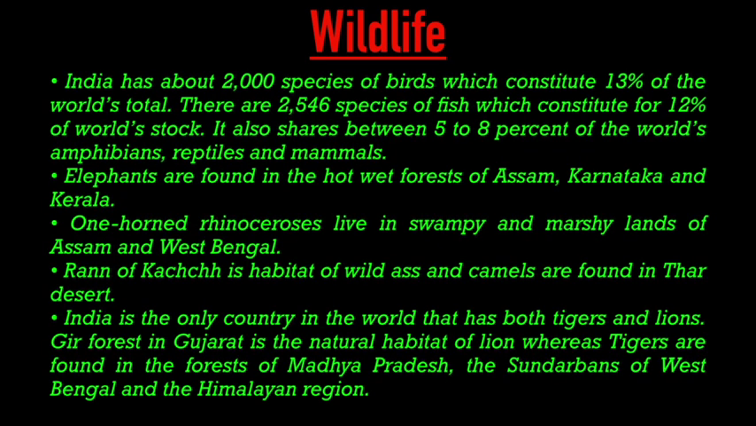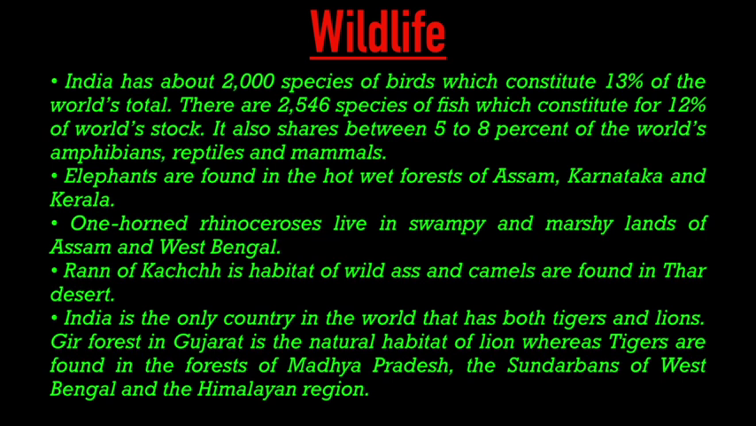Let's talk about the wildlife in India. India has about 2000 species of birds, which constitute 13% of the world's total. There are 2546 species of fish, which account for 12% of the total world stock. It also shares between 5 to 8% of the world's amphibians, reptiles, and mammals. Hence, India is one of the mega biodiversity countries in the world.